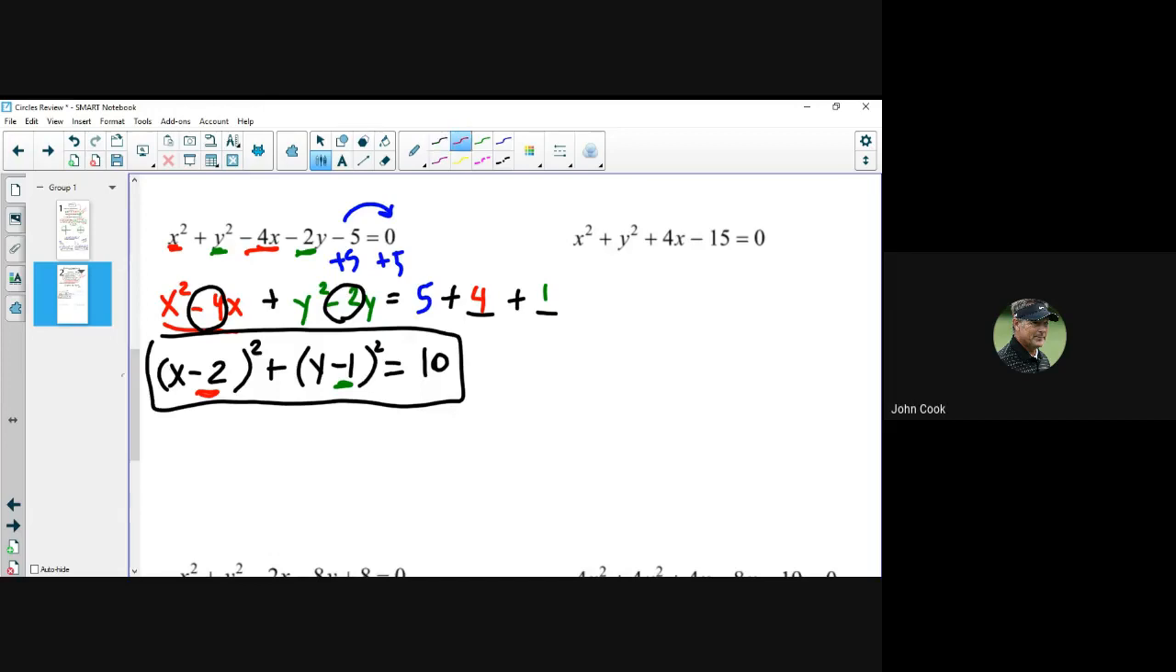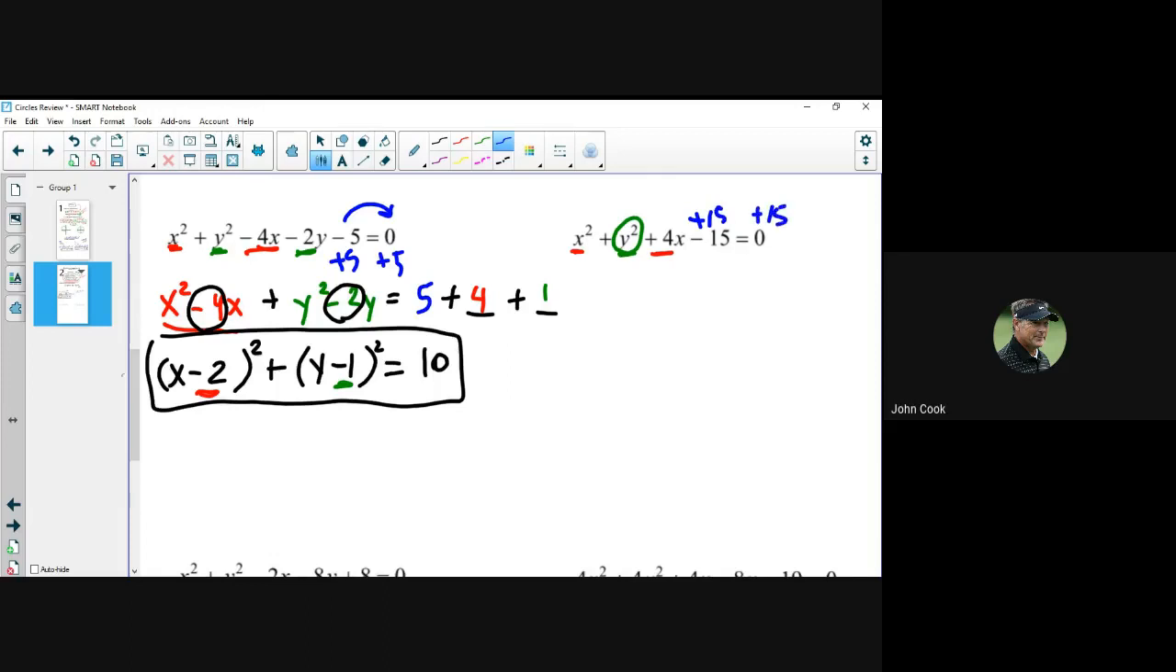Okay, so the next example. So I'm going to group together the x values. I'm going to group together the y values. Wait, there's only a y squared and that's it. Hey, wait a minute. When I had a y squared all by itself, what did that used to mean? Maybe think back to the first page of the notes when we just had a y squared. We'll come back to that. And then we have to get rid of this -15. So we're going to add 15 to both sides.